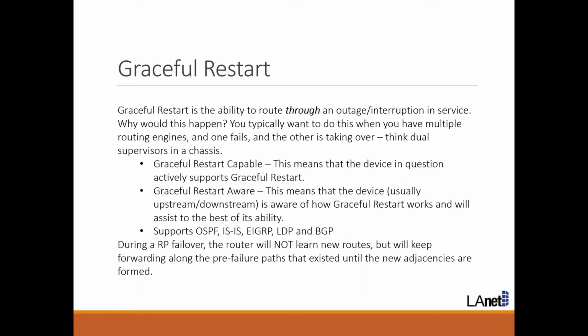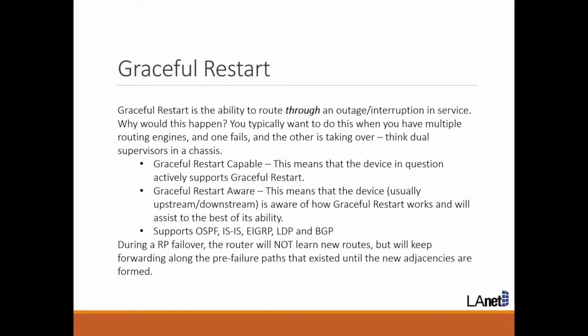In that case, my forwarding path is good. I didn't have an interruption on my forwarding path. It's not like a link failed. It's a process that failed. Graceful Restart allows you to route through an outage or an interruption in service. And you can only route through an outage when the outage is on the process, not on the physical link or something along those lines. And so Graceful Restart is a great tool. It's supported on many different vendors. Pretty much everything Cisco supports Graceful Restart these days. And you need to be aware that things need to be Graceful Restart capable, and they need to be Graceful Restart aware so that they know how to deal with that, right?